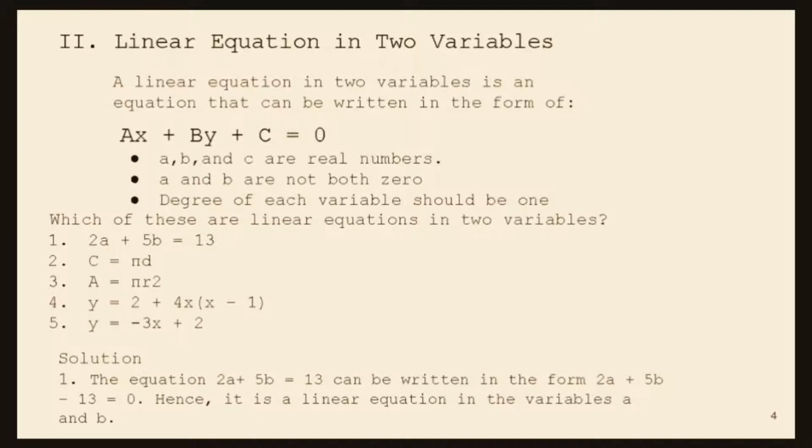Wait, check natin. Yung 2, 5, and 13 ba real numbers? Di ba, real numbers naman yon. Yung a and b ba parehas bang hindi 0? Hindi naman kasi 2 and 5 yon. Tapos yung degree of each variable ba? Meron ba dyang cubed? Meron ba dyang squared? Meron ba dyang raised to the 6? Di ba wala naman. 1 lang yung degree niya. Hence, yung 2a plus 5b is equal to 13 is a linear equation in two variables. Yes. And yung variables na ginamit is yung a and b.